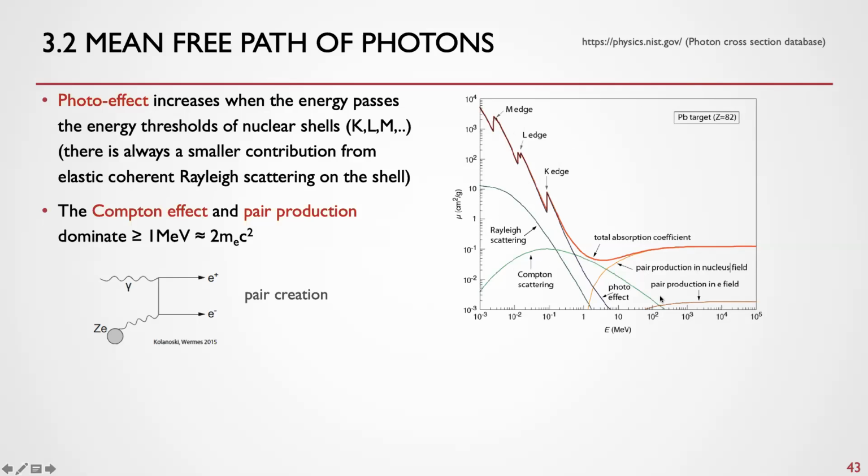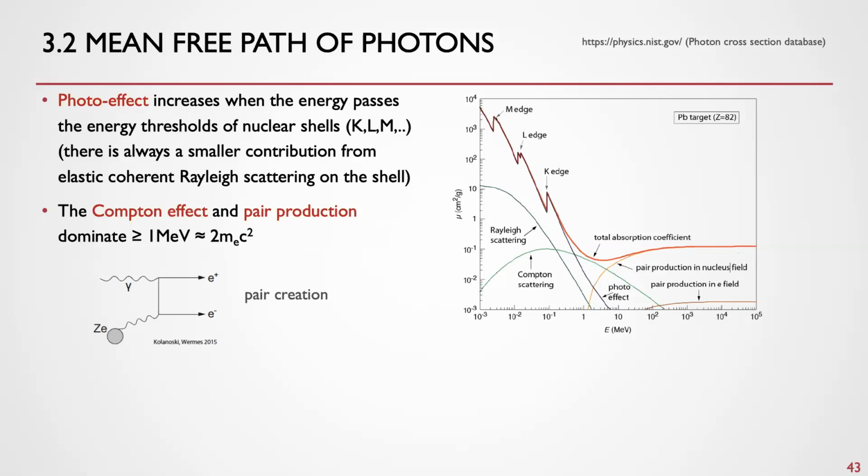Then there is, for medium energies, talk about MeV here, Compton scattering, but above 1.22 MeV, which is 2 times the electron mass times c squared, the photo effect takes over. I'm sorry, pair creation, I said it wrong. Photo effect dies out, pair creation takes over.